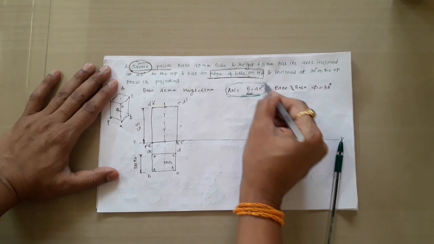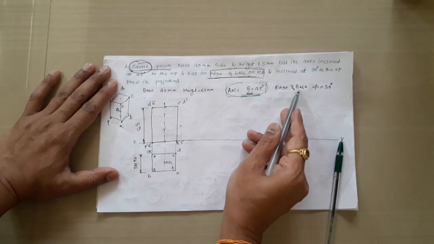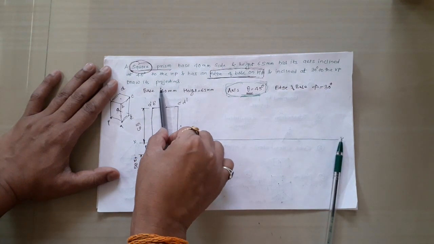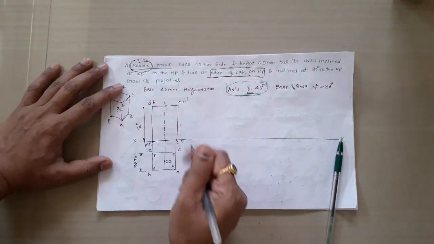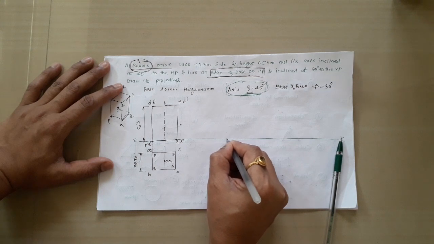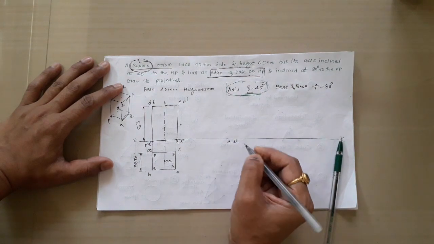The axis is inclined to HP by 45 degrees. At the same time, one edge of that base is on HP. So I am going to tilt this front view on the right side, keeping this RS side on the XY. Mark here one point at an approximate distance. This is R1 dash, S1 dash.